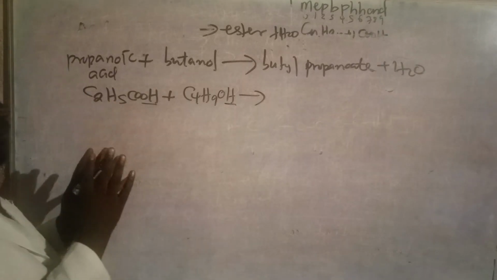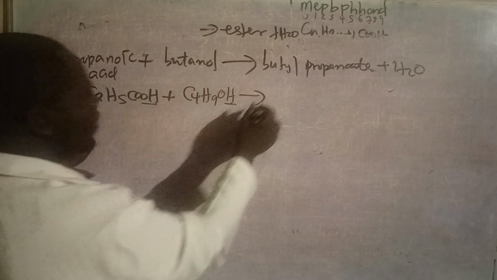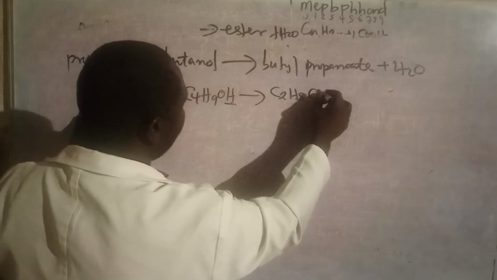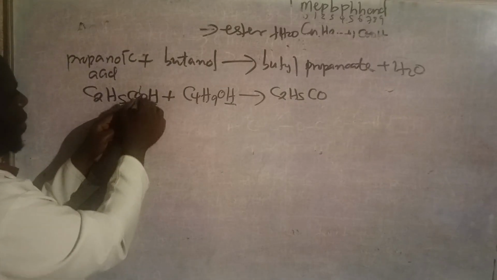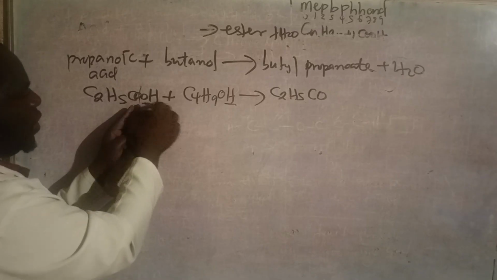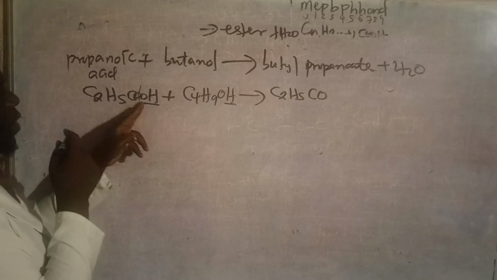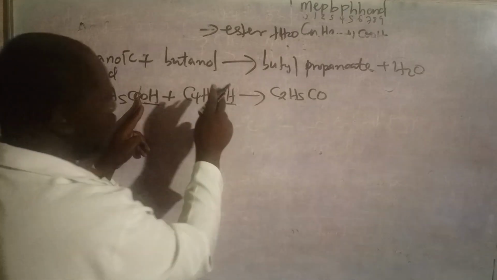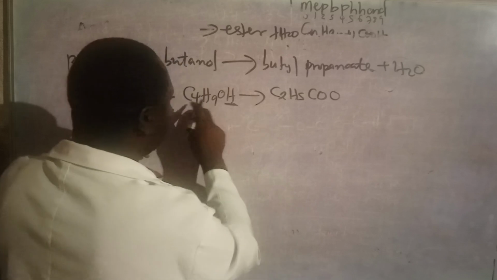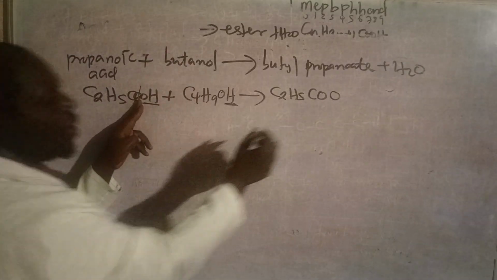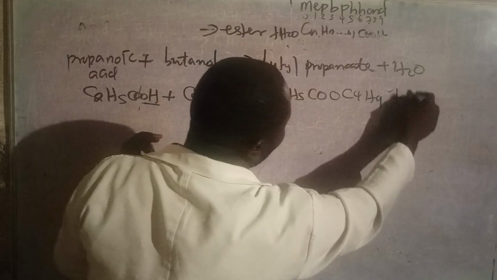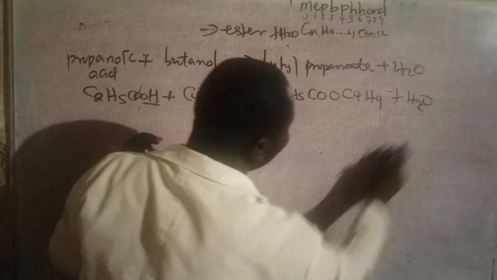But when you write the formula, you start with acid. So acid is C2H5, then CO, the remaining part, this one. This OH is being removed. Okay? It has been lost, in fact. So I'll write 1 O, then I'll join this one now. This one's also been lost. So O, then I'll join the alcohol one now. C4H9, then plus water like this.